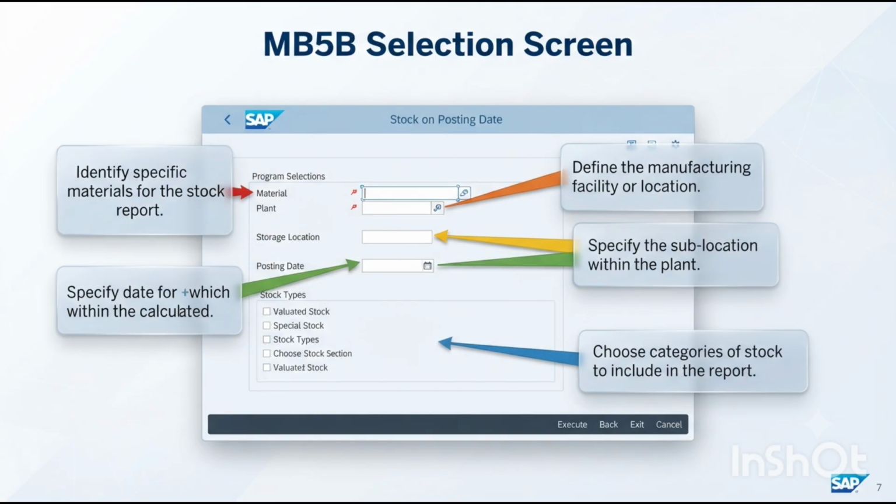So in this way, you have to enter MB5B. After that, enter material number, plant number, storage location, and posting date to get the closing stock.